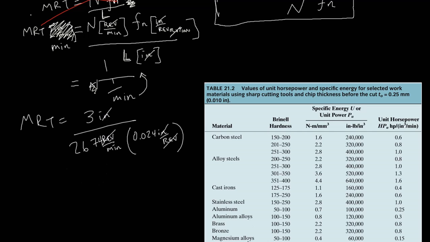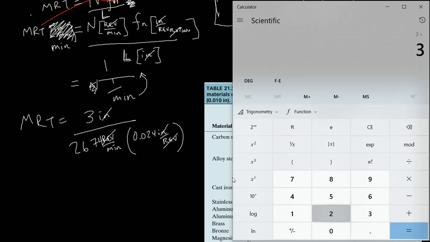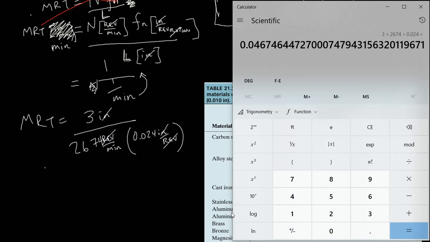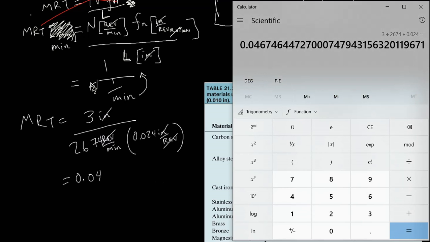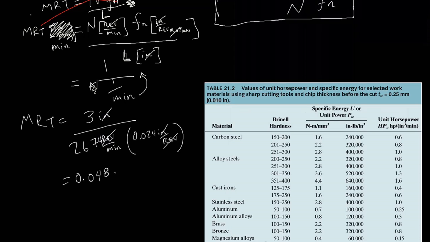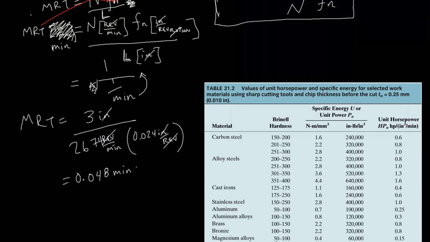Okay, so let's do the math here. So 3 divided by 2,674 divided by 0.024 equals 0.048 minutes. So let's just see what that is in seconds. So times that by 60 seconds per minute, and that should be about 2.8 seconds. So pretty quick cut there.